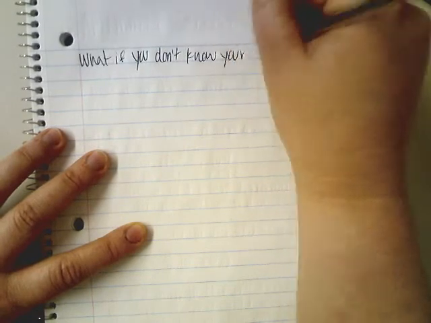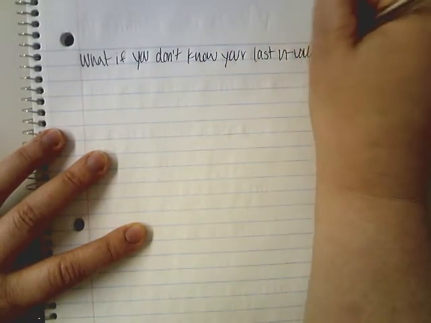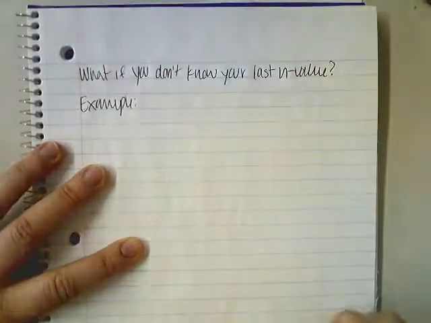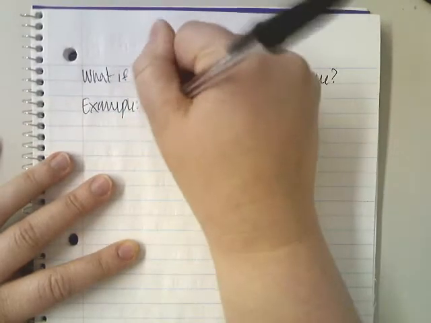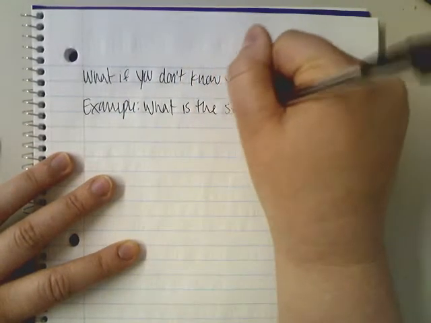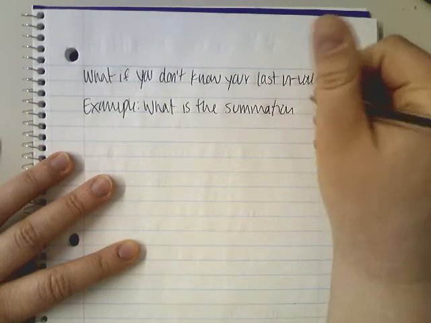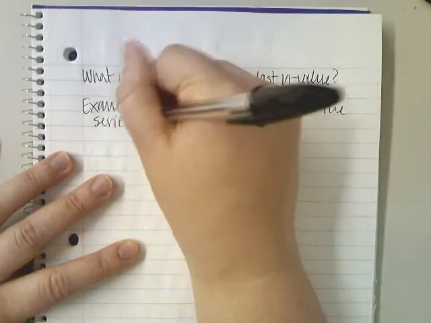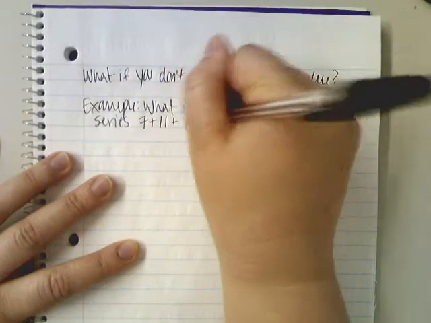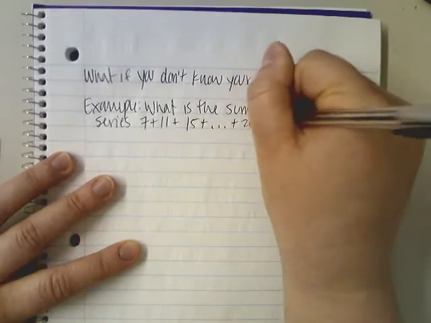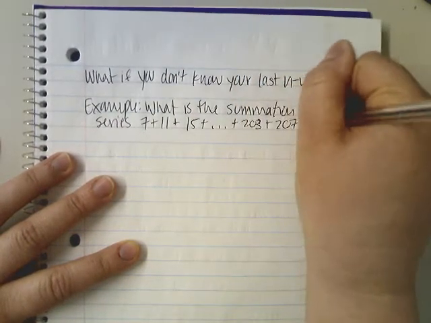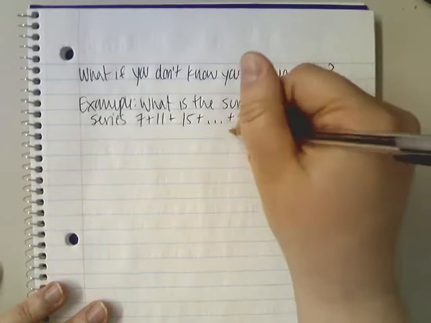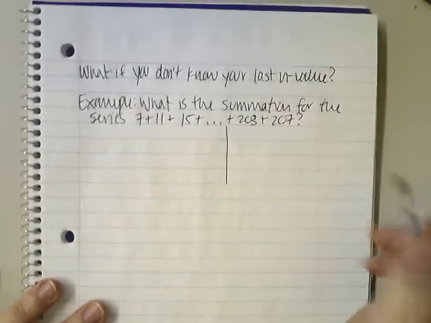So last example, what if you don't know your last n value? So we're going to do an example, and I'm going to ask, what is the summation for the series 7 plus 11 plus 15 plus ... plus 203 plus 207? So again, I have my series, and I know my term values, but I don't know what term number 207 is.